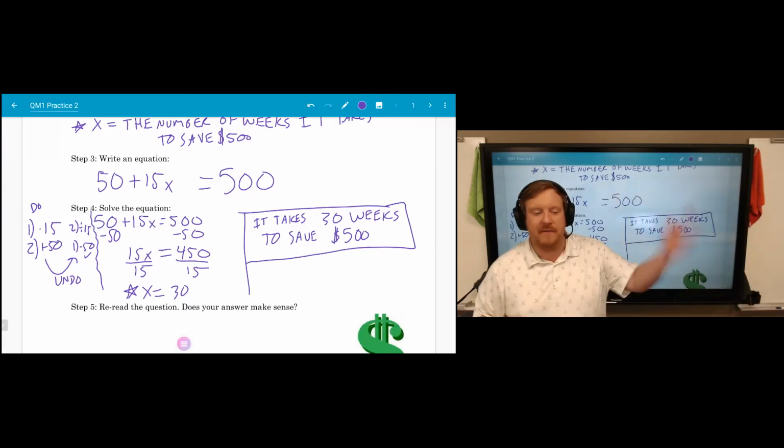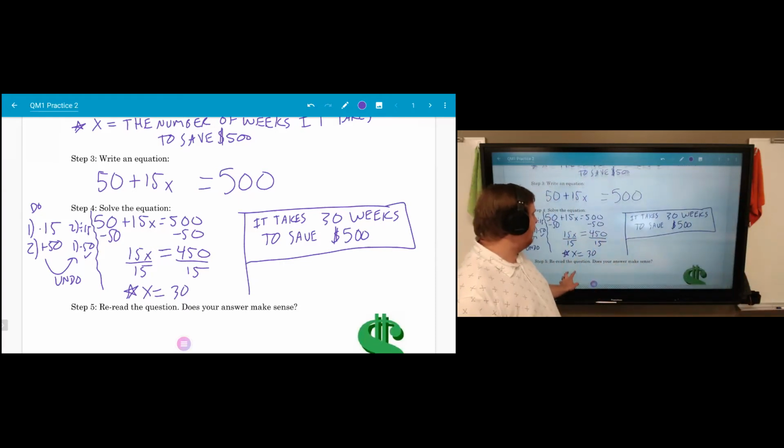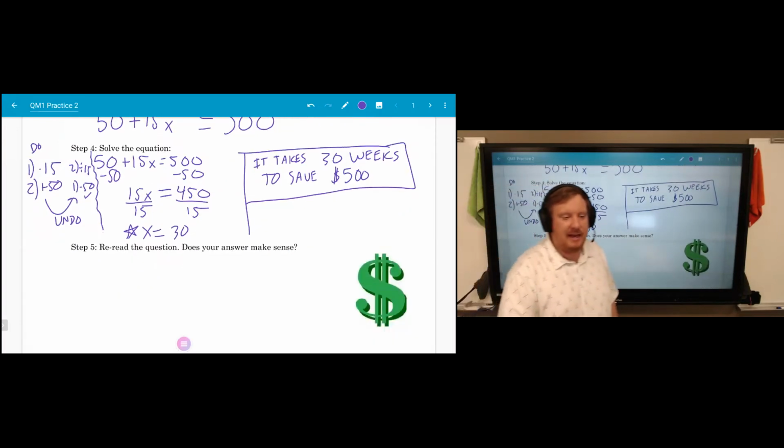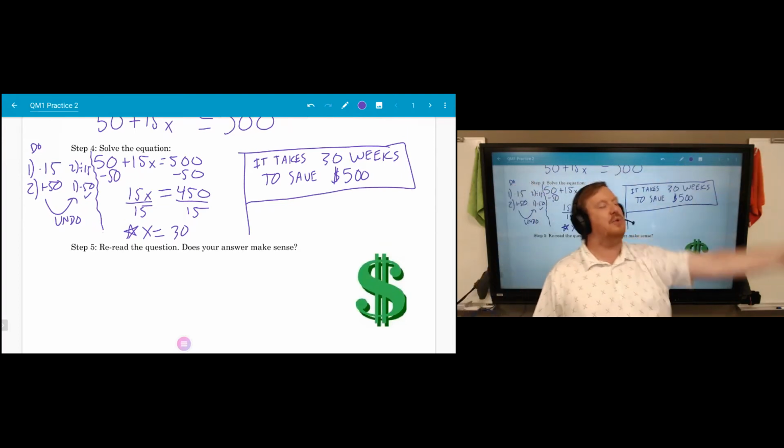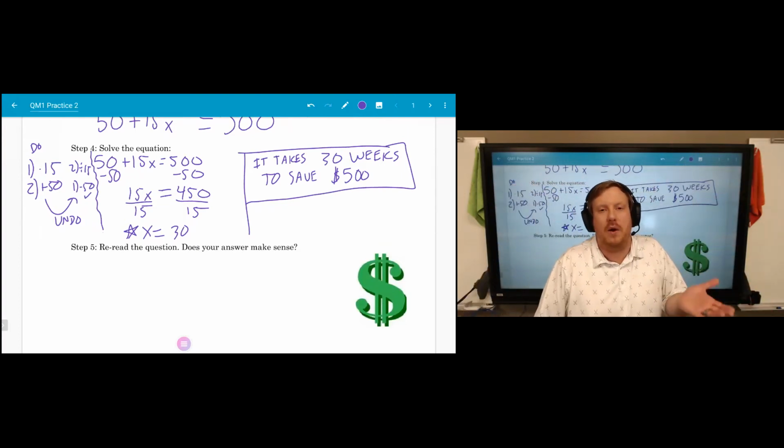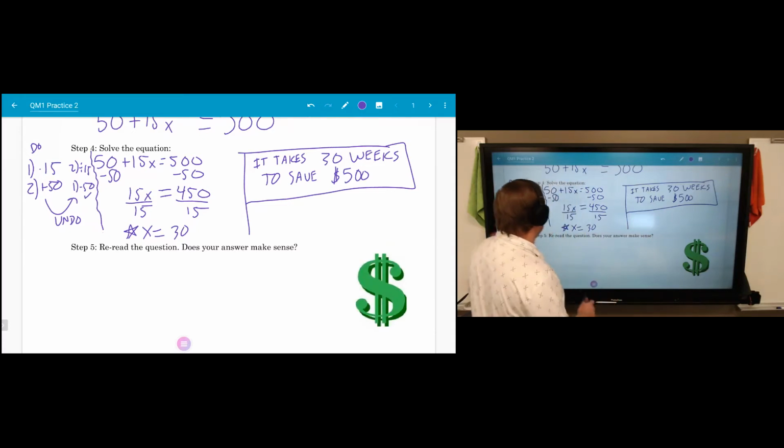And now we look at that fifth step. Reread the question. Does your answer make sense? Yeah. And we didn't get a negative number, right? It didn't take negative weeks. It didn't take 3,000 weeks. It also didn't take 1 week. That number makes sense. How would we check it?